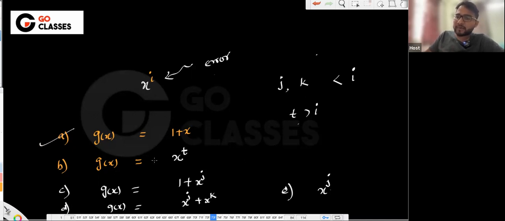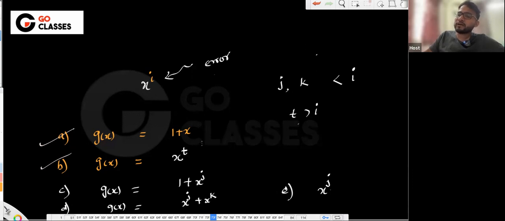Can x power T divide? If T is greater than I, then obviously no. So it cannot divide. That's why it's a good generator. Actually, do you think it's a good generator? Which one would you prefer among 1 plus x and x power T?